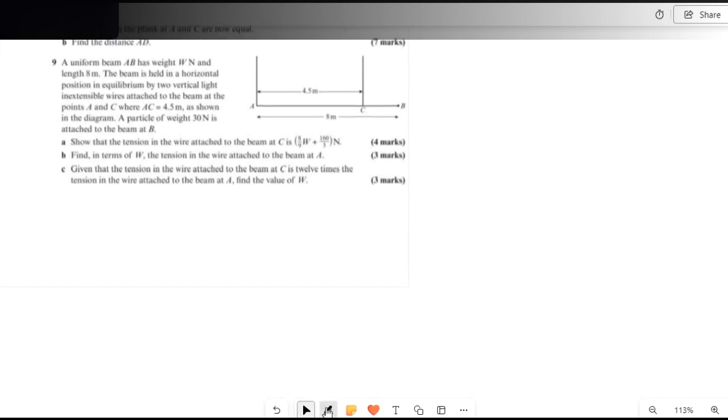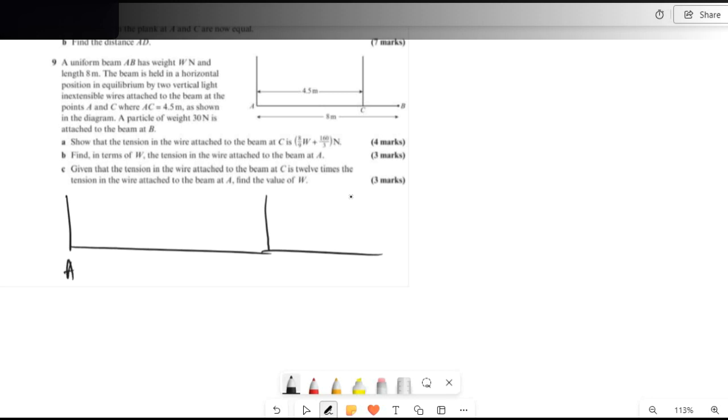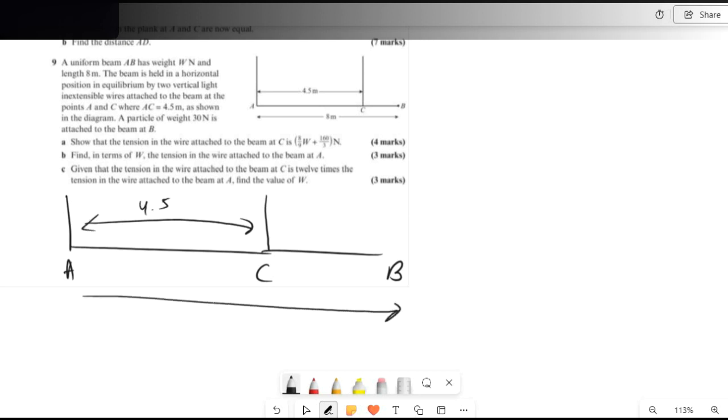So we have to show for number A that the tension in the wire attached to the beam at C is equal to 8 by 9 W plus 160 by 3 newtons. So let us first draw the diagram to make it easier for us to understand the scenario. So this is going to be A, this is going to be C, and this is B. This distance is 4.5, and this whole distance AB is going to be 8.